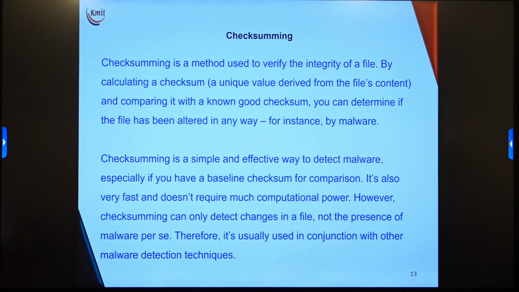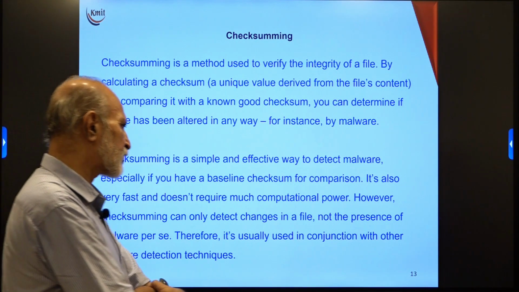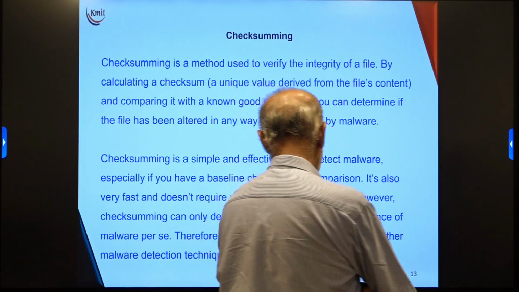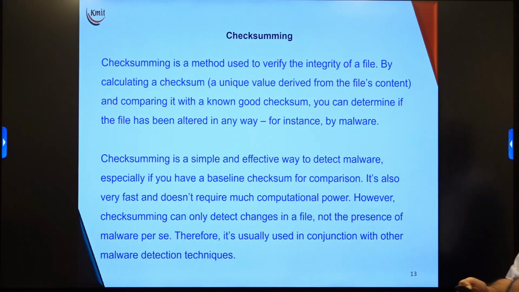By calculating a checksum, a unique value is derived from the file content, and by comparing it with a known good checksum, you can determine if the file has been altered in any way. So, this is an example, a very old technique called checksum. Checksumming is a simple and effective way to detect malware, especially if you have a baseline checksum for comparison. However, it cannot detect the presence of malware as it spreads. Therefore, it is usually used in conjunction with other malware detection practices.